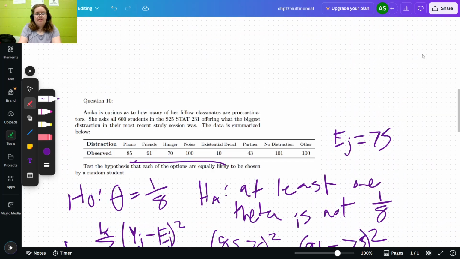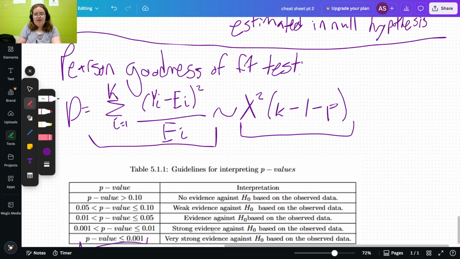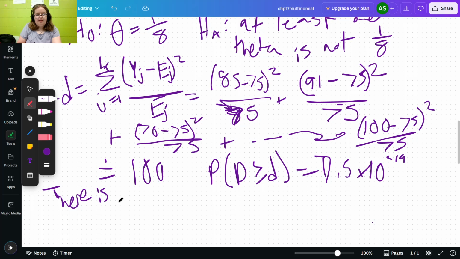Did I write the right thing up here? Yeah, okay. So maybe I should check the chart every time. Good thing we are given it. Very strong evidence.